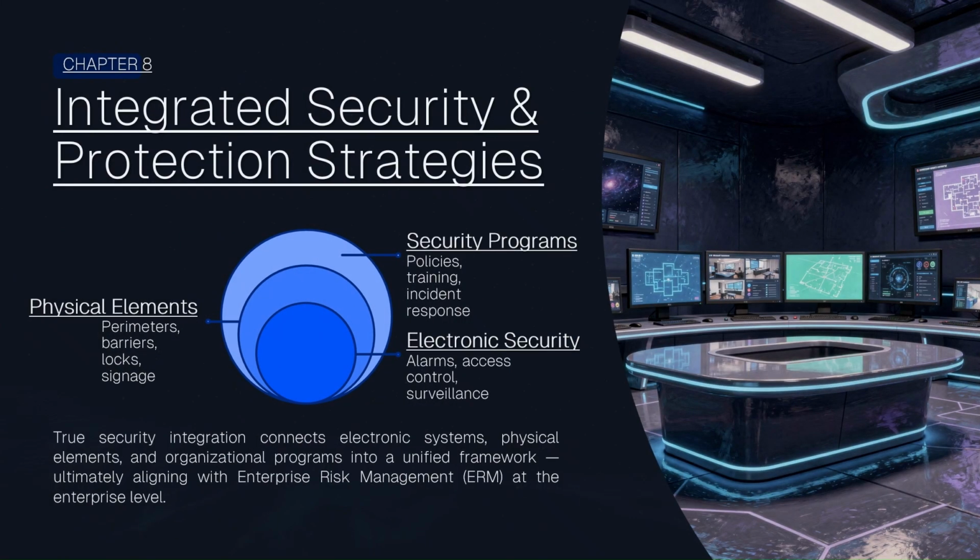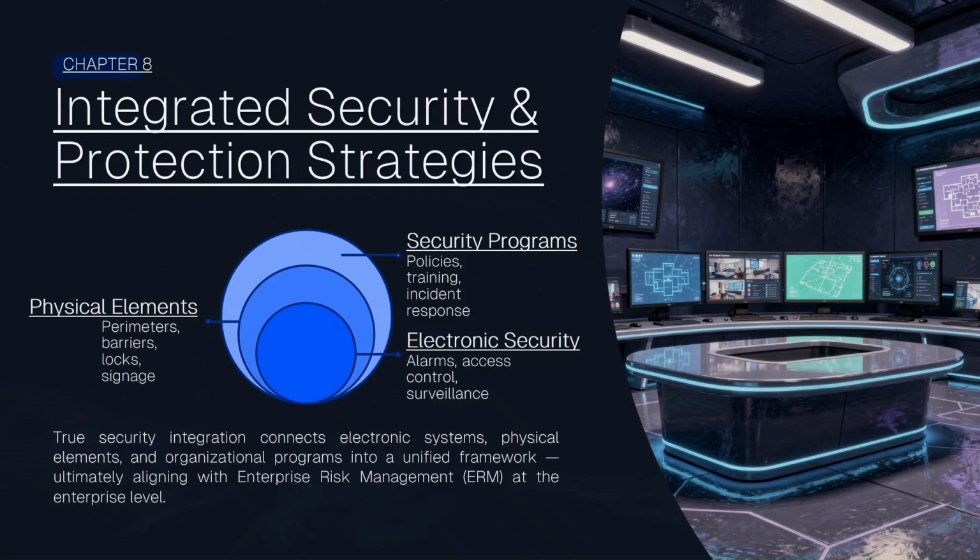Modern physical security is most effective when different protection measures work together as an integrated system. As illustrated on this slide, physical protection strategies typically combine three key components: physical elements, electronic security systems, and security programs.